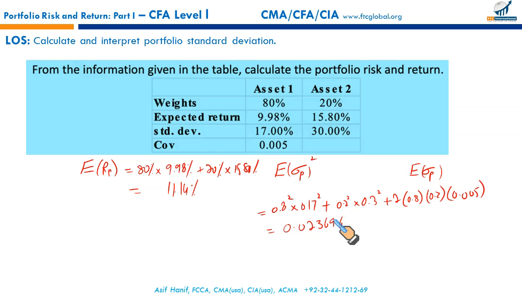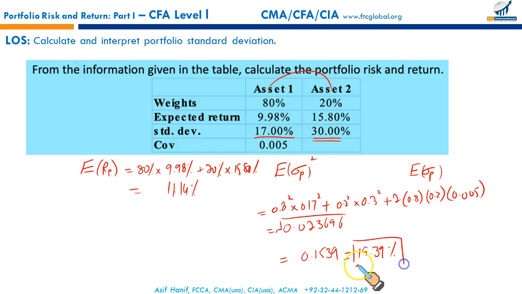So if you want to calculate the portfolio standard deviation, simply take the square root of this and you will get 0.1539, which is 15.39%. Now this is a very interesting situation here. If we invest in asset 1 alone, we face a risk of 17% standard deviation. For asset 2, it's 30%. But if we invest in a combination of 1 and 2, look at the volatility. It has fallen from 17.30 to just 15.39.